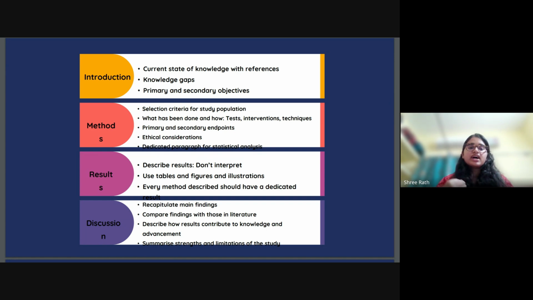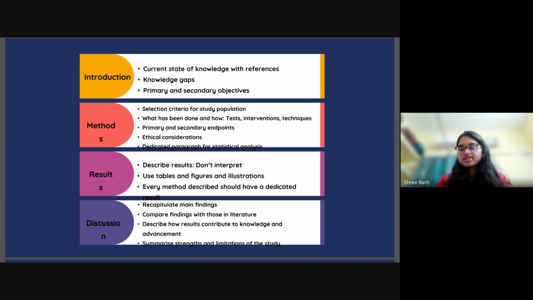And methods, there's obviously a selection criteria for the study population, why you selected that, the inclusion and exclusion criteria, the tests you did, the tools you used, if you administered any intervention, what was the dosage. If it's an RCT, whether it was randomized, if there is some kind of bias, if it was blinded or non-blinded. And then the endpoints, the primary and secondary objectives of the study, and the ethical considerations.